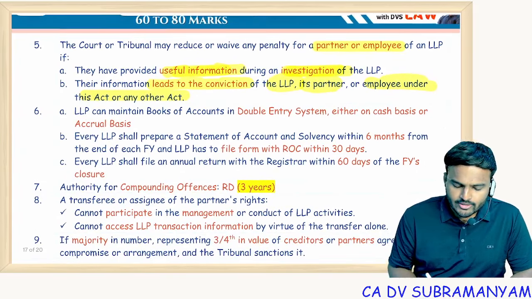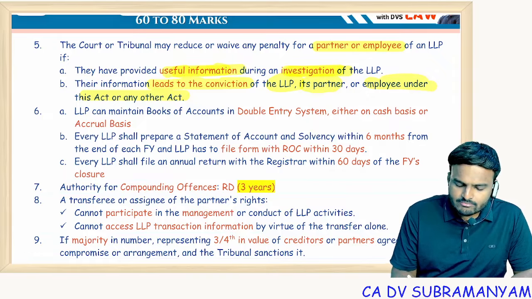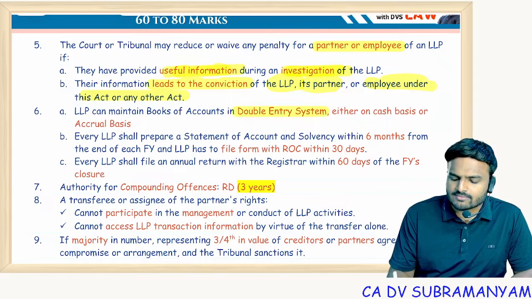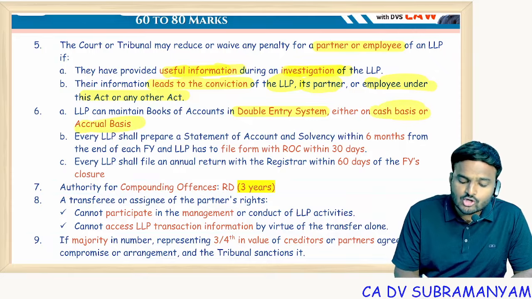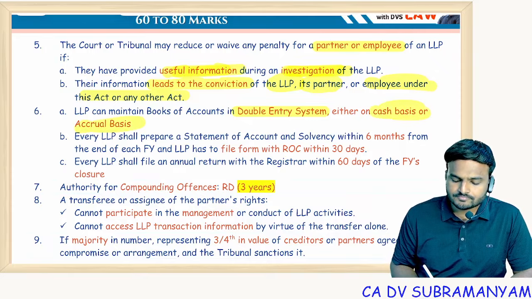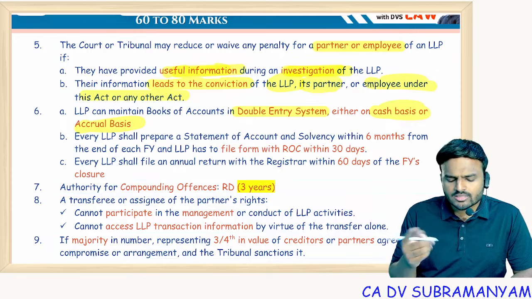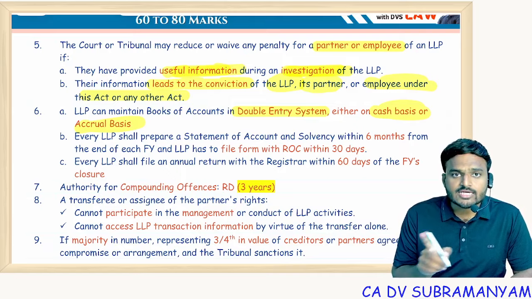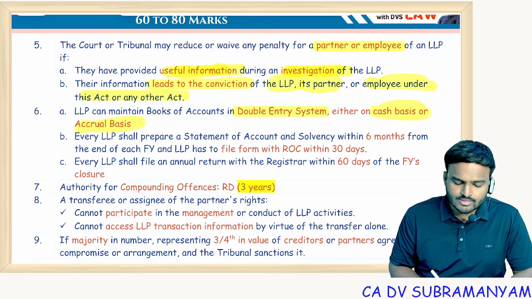And important point, LLP can maintain books of accounts in double entry system either on cash basis or accrual basis. Double entry system, definitely, cash or accrual. But for companies, cash basis not allowed. Completely accrual basis and double entry system.